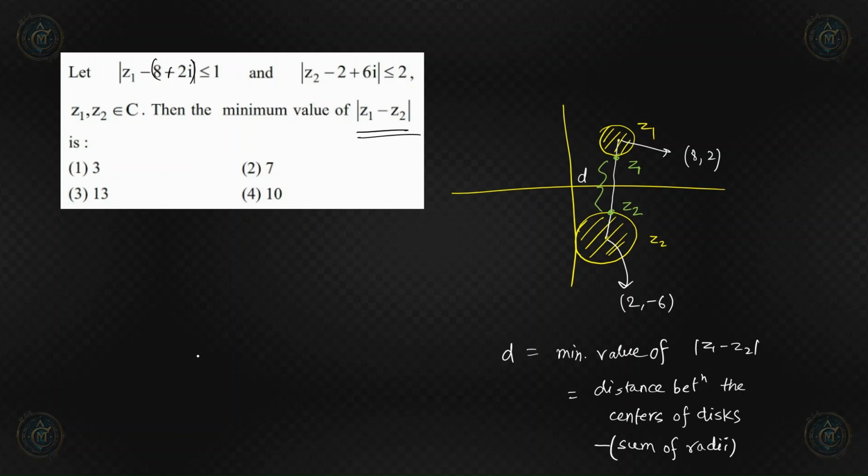So the distance between 8 comma 2 and 2 comma minus 6 will be the square root of 6 square plus 8 square, right, minus the sum of radii, which is 1 plus 2, so 3, right? So 6 square plus 8 square is a standard value. We have to remember this is equal to 10 square, right? This is equal to 100, so we can write this as 10. Okay, 10 minus 3, d will be equal to 7. So in this case our correct option will be option number 2.